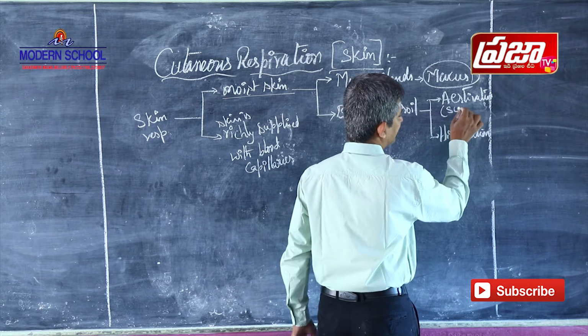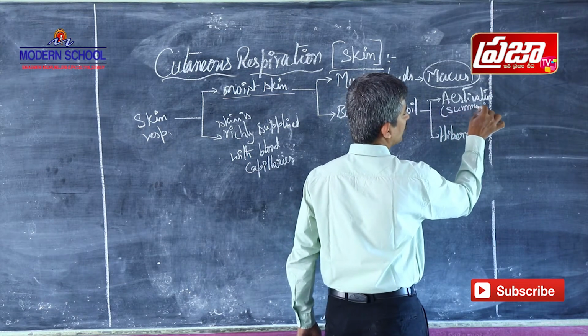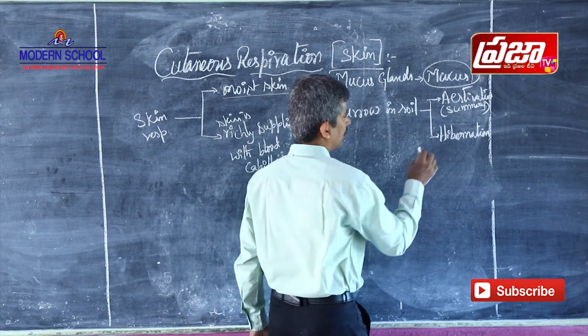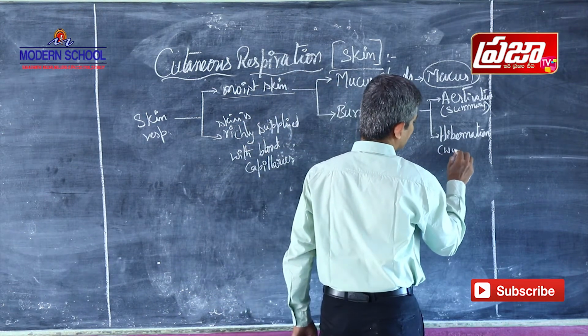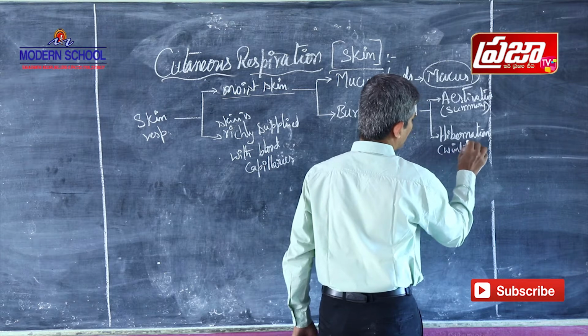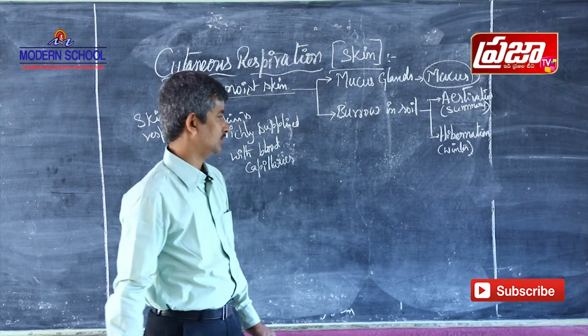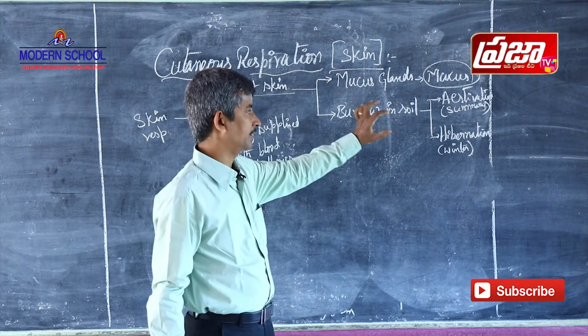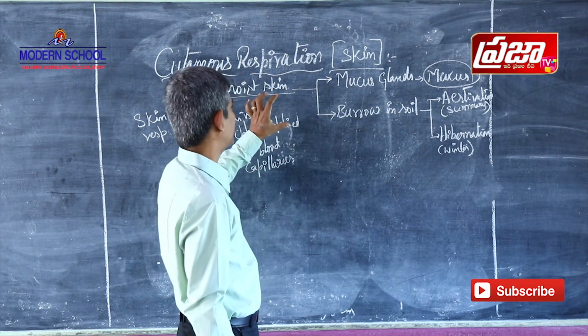Estivation means during the summer season they will go into the soil because of hot conditions. In the winter season these animals do the same, and that is called hibernation. So, this is the way skin helps these animals to respire.